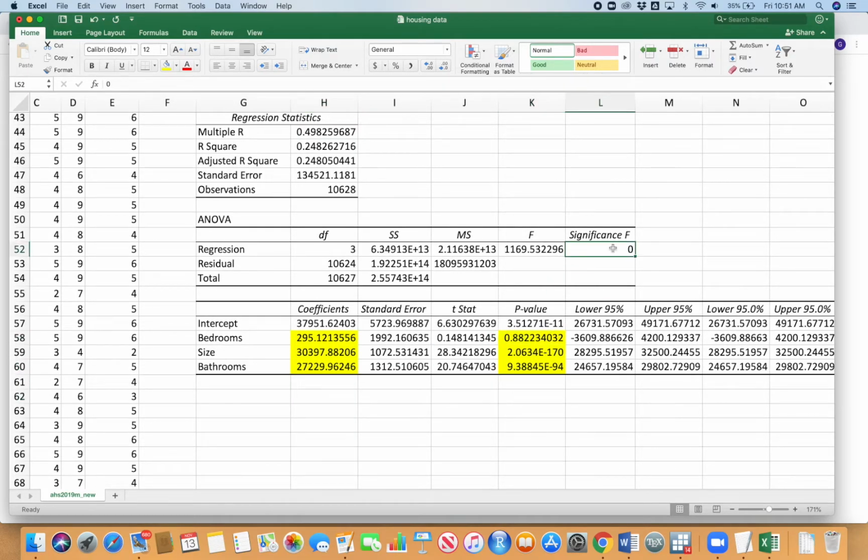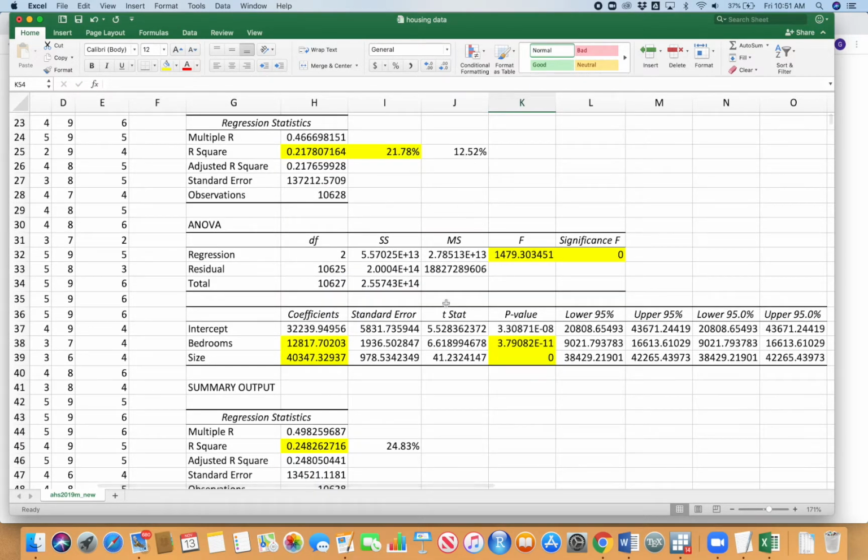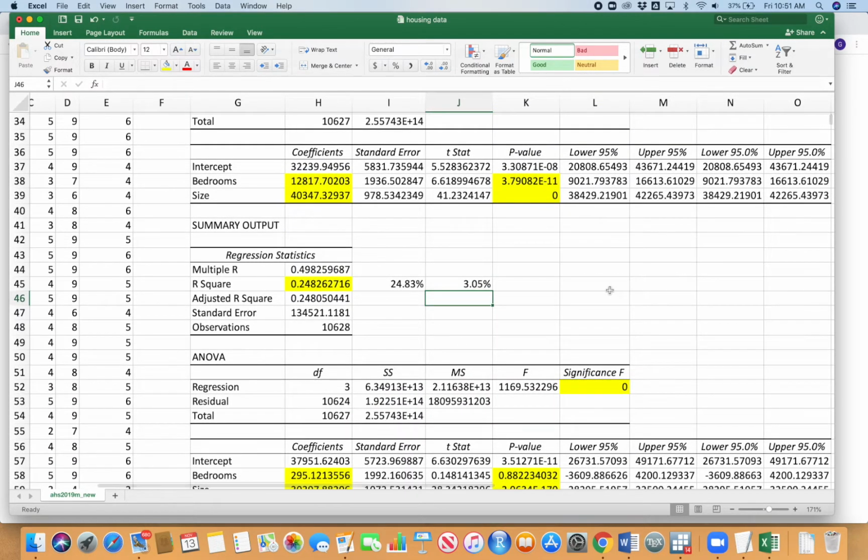Significance F, now we see that it's different. Now this joint significance is 0. Our model, this isn't enough to say it's doing a very good job, but it's a significant model. This set of independent variables matters to market value. Let's take a look at what we're explaining by adding bathrooms. By adding bathrooms to the analysis, 24.83%, we've increased our R squared, equals this minus this. Adding bathrooms, we've been able to explain 3% more of the variation in market value than when we looked at a model with just bedrooms and size of home alone.